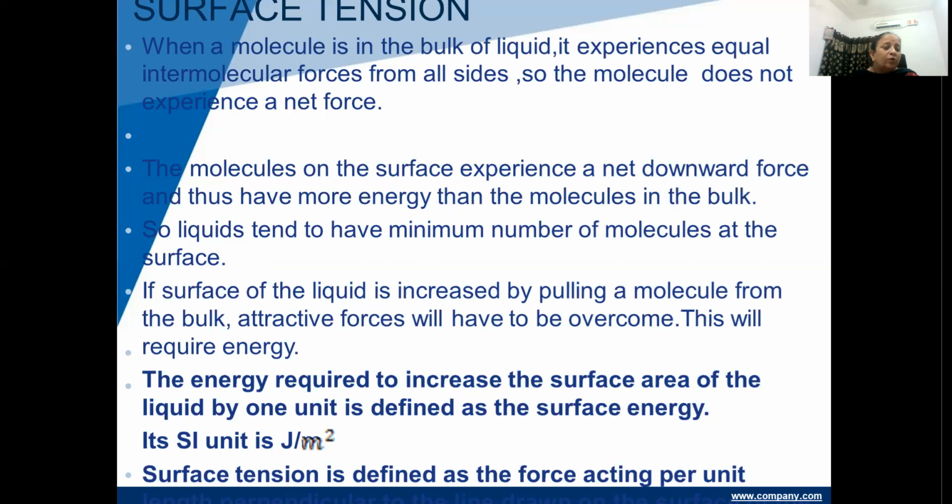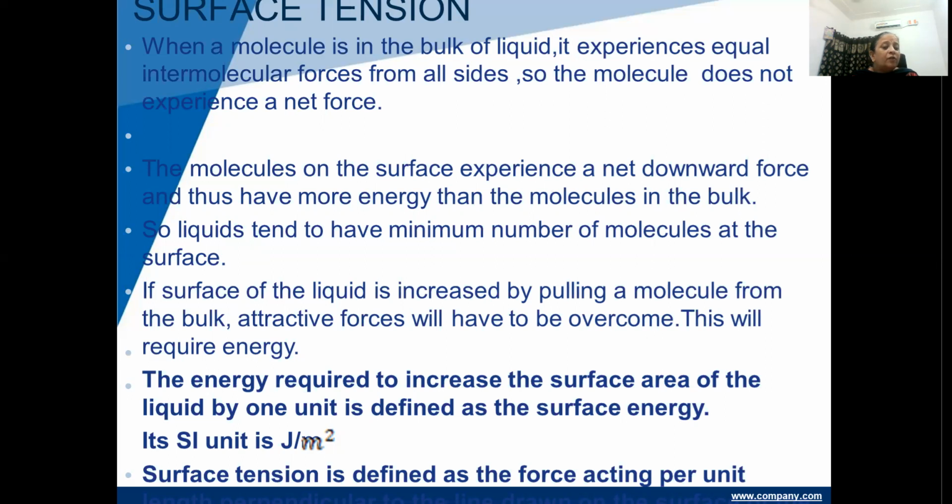So the molecule does not experience a net force, but the molecules on the surface experience a net downward force, and thus they have more energy than the molecules in the bulk or interior. So liquids tend to have a minimum number of molecules at the surface. So liquids tend to have minimum surface area, because the molecules on the surface are energetic.